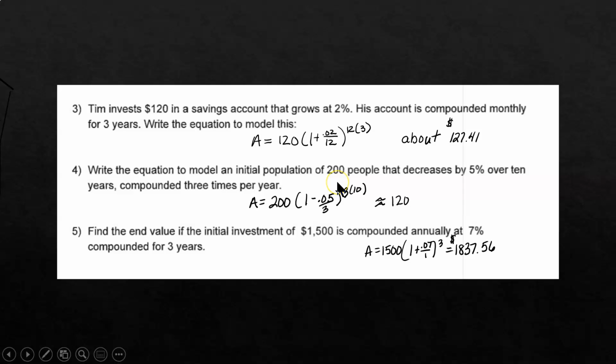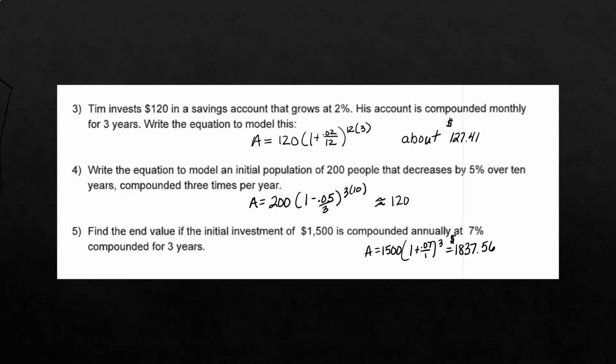Tim invests in a savings account that grows at 2%, compounded monthly for 3 years. Here's the equation. A equals 120 times the quantity of 1 plus 2/100 over 12 to the power of 12 times 3. It's about $127.41. And technically, you can only compound interest, not people. So I really don't like 4 and 5.